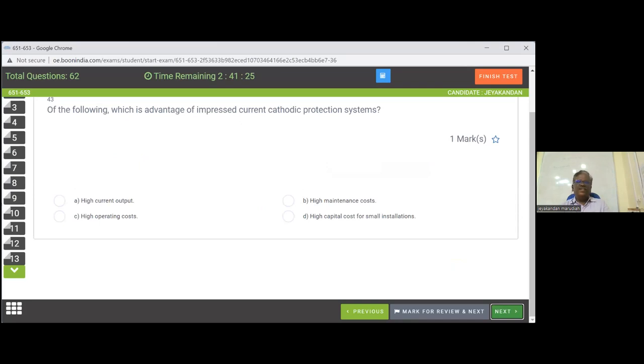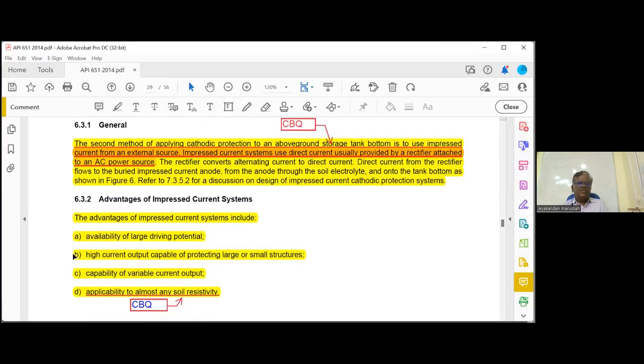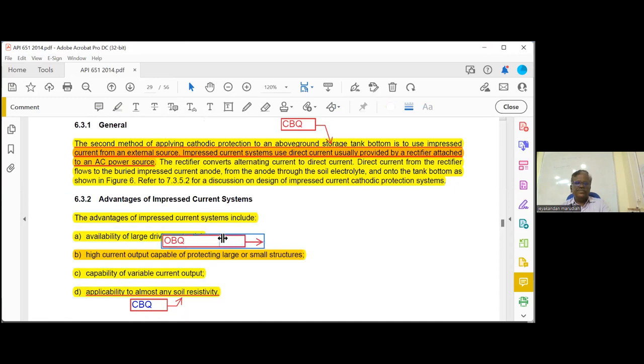Which is the advantage of impressed current cathodic protection? High current output. High operating cost is a disadvantage, high maintenance cost is a disadvantage. High capital cost, high maintenance cost, high operating cost are disadvantages. Only high current output is the advantage. So this is an open book question. When they are asking about high current output, mark it as open book. Okay.